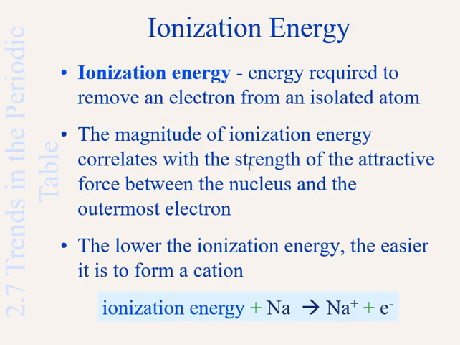The magnitude of this energy is directly correlated with the strength of the attractive force between the nucleus and the outermost electron. Whenever we are removing the electron, we are talking about removing the outermost electron. Remember, in the electron configuration of sodium, 1s2, 2s2, 2p6, 3s1, we removed the 3s1 electron, the outermost electron, so that it would have the electron configuration of neon. The lower the ionization energy, the easier it is to form a cation.